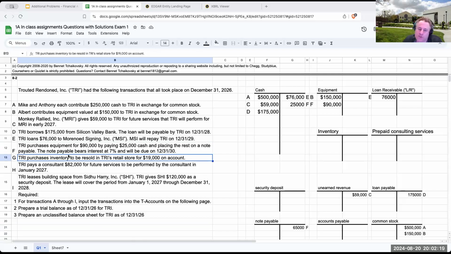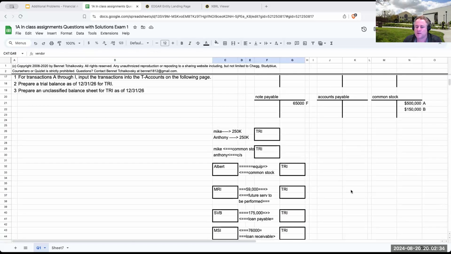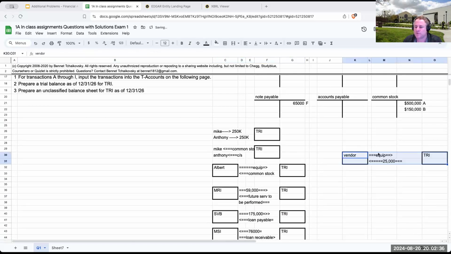TRI purchases inventory to be resold in my retail store for 19,000 on account. So I'm receiving inventory, right? So right over here, let's go to our little chart. Basically over here, the vendor is giving us inventory. And inventory is something which is an asset, right?